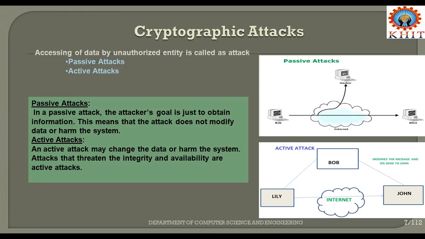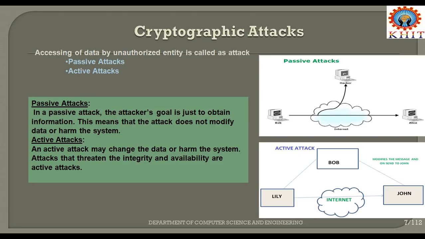Actually, it is very difficult to find out passive attacks, because the sender and recipients don't know somebody is observing our data. If the recipient receives some modified data, maybe he can find out somebody has modified it. But here the data is received as it is by the recipient. That's why this type of attack is difficult to find out.